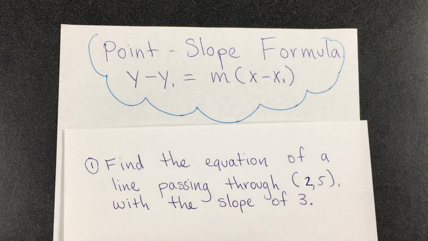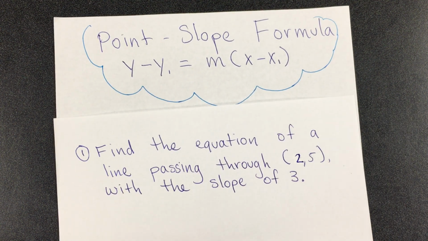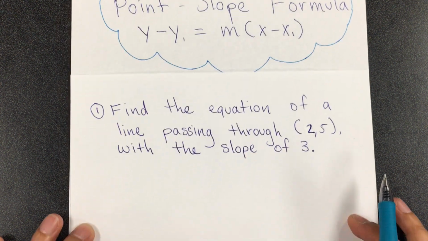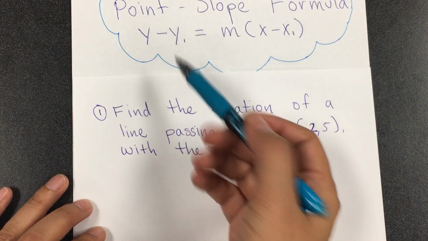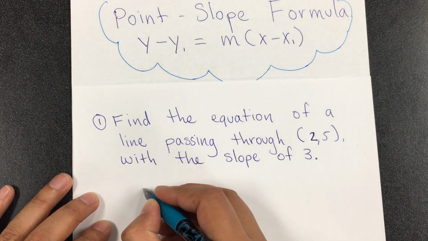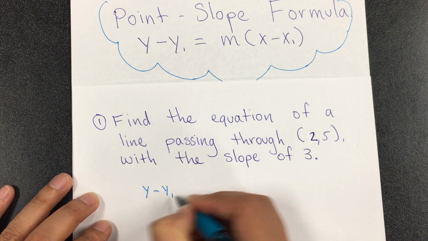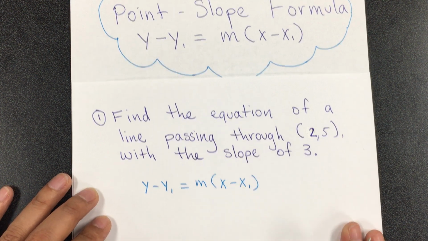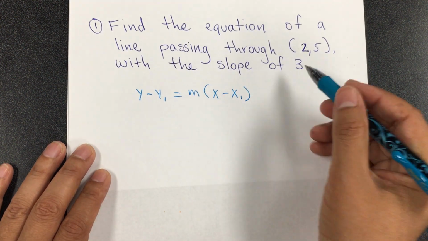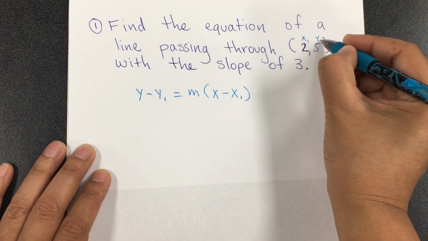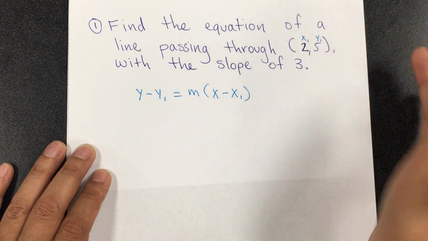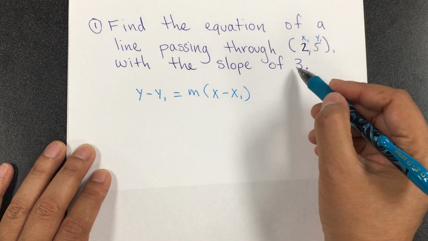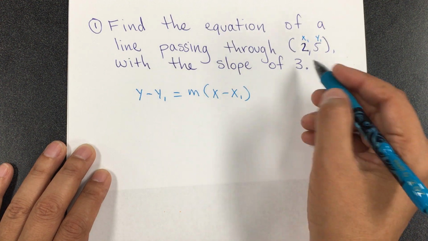The first exercise says, find the equation of a line passing through (2, 5) with the slope of 3. And so we're going to use the point slope formula, which is y minus y1 equals m times x minus x1. And this is going to be x1, y1. Again, we don't have a second point. That's why we don't put the 2's in here. And the slope is represented by m.